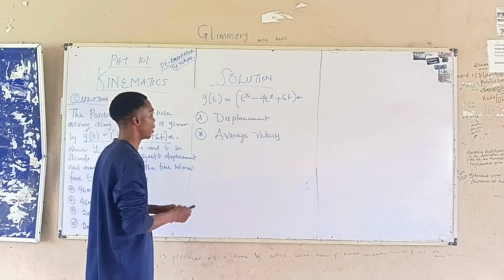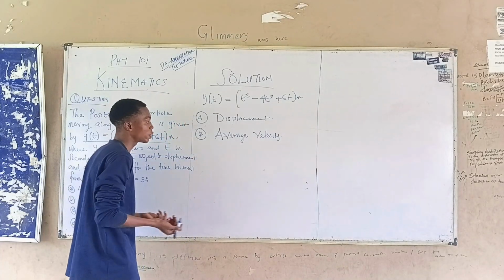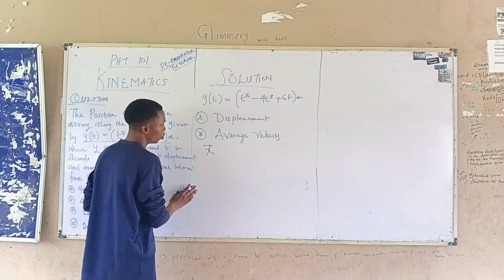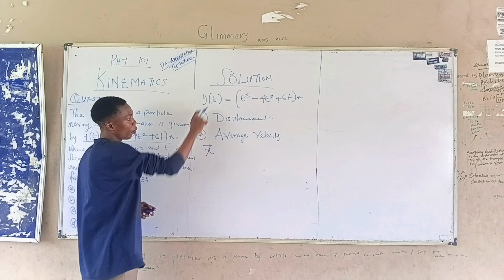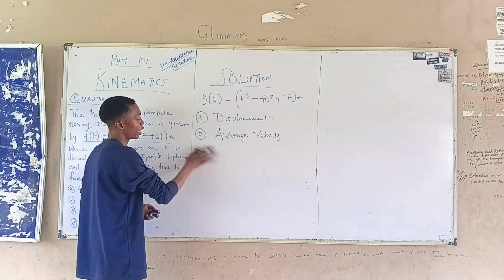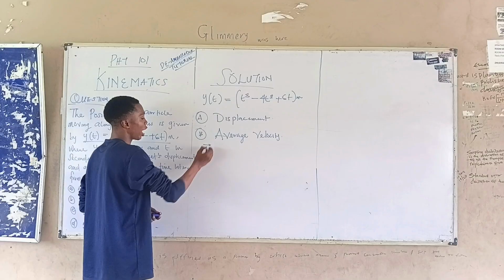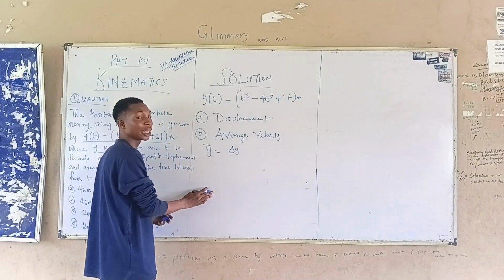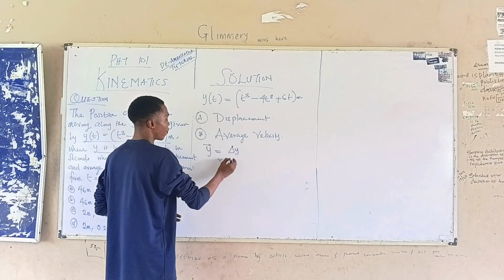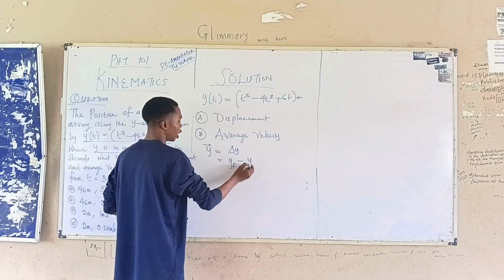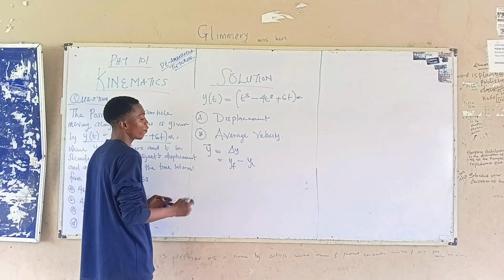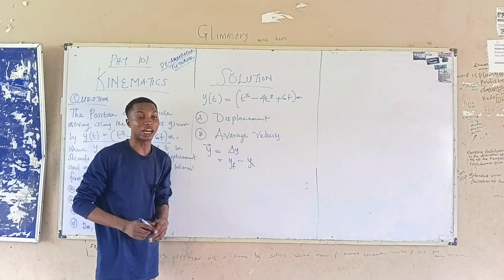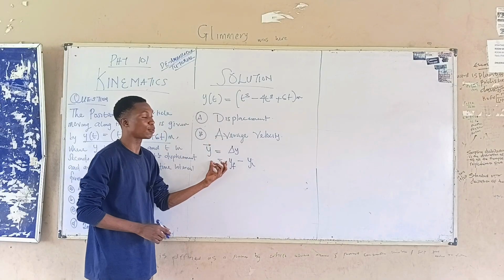So how can we get our displacement? In kinematics, the symbol for displacement is usually S with an arrow. Because we are dealing with our kinematic equation, we can have it as y with an arrow. What does this mean? It means the change in y, and change in y means my final y minus my initial y. So the difference between the displacement at final minus the displacement at initial is what we call the displacement we are looking for.